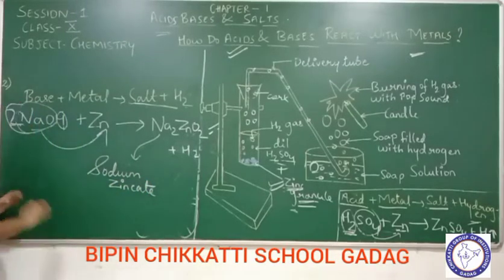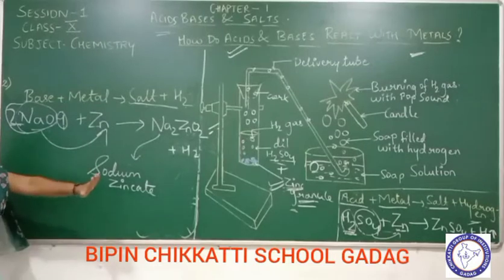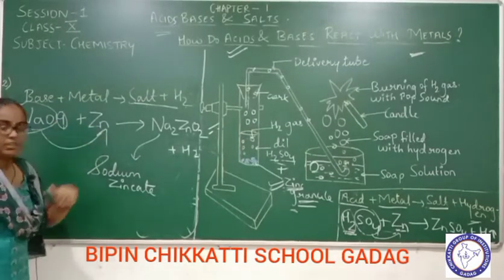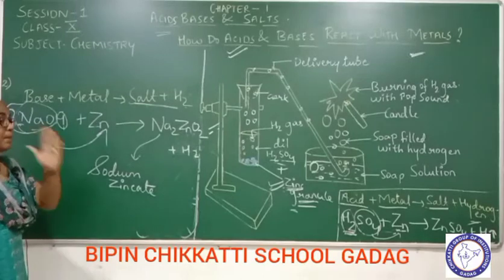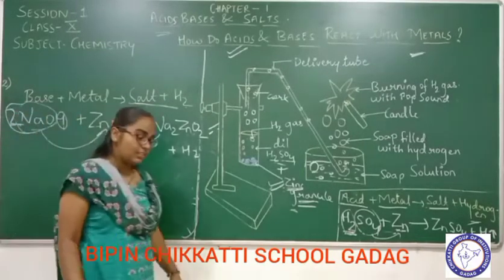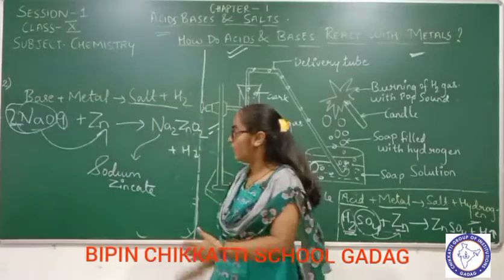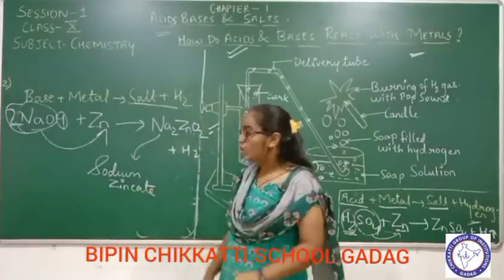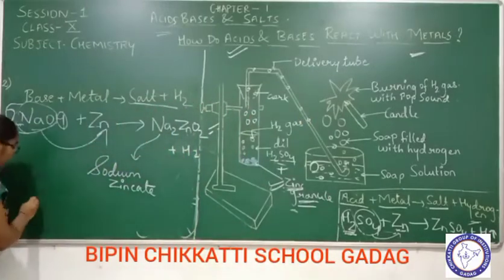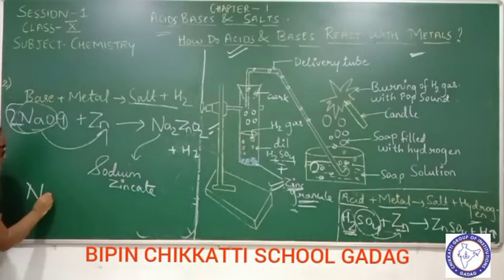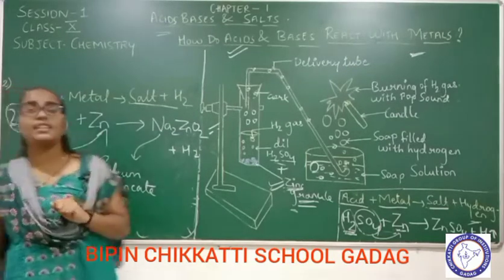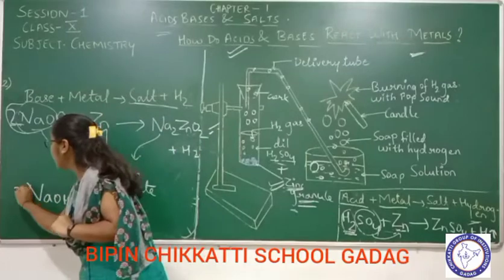This is a rough equation I had written in order to explain. But in an examination, you are not supposed to write in this manner. If in any examination you have to write in a neat form, how will you write the reaction? What is the base? NaOH, right? The name of the base that we took is NaOH. How many molecules of NaOH?